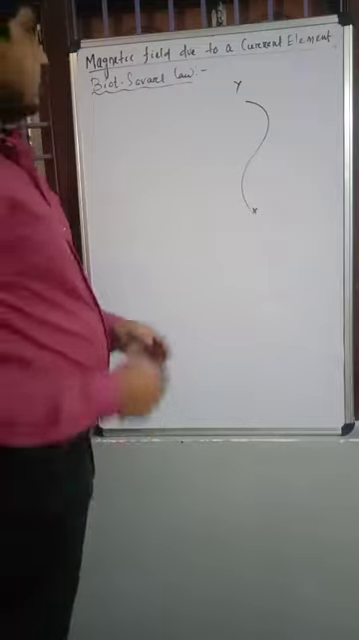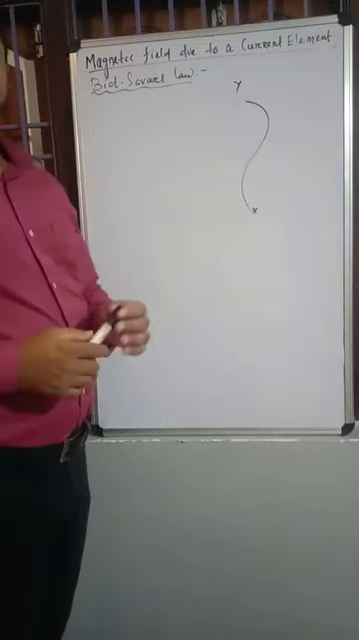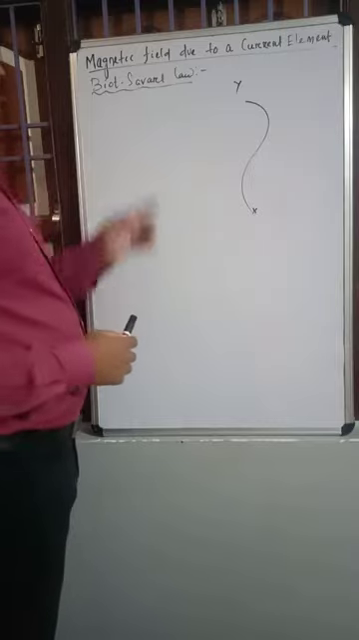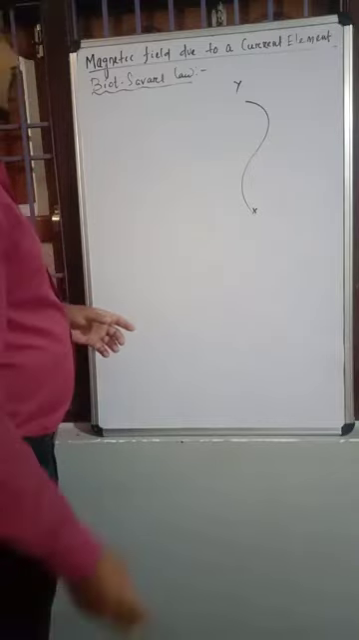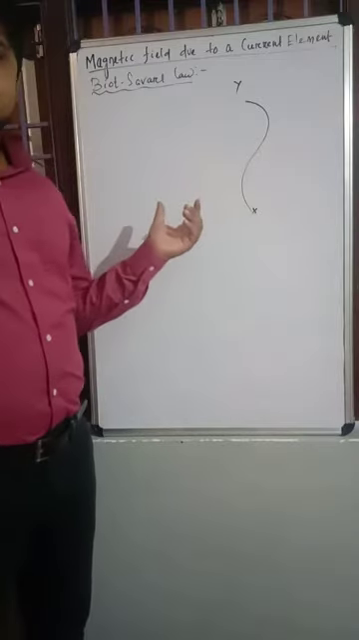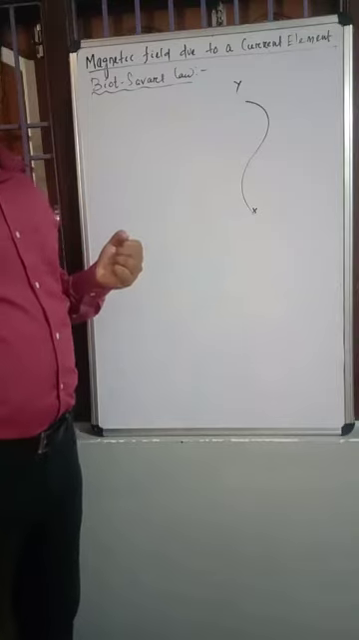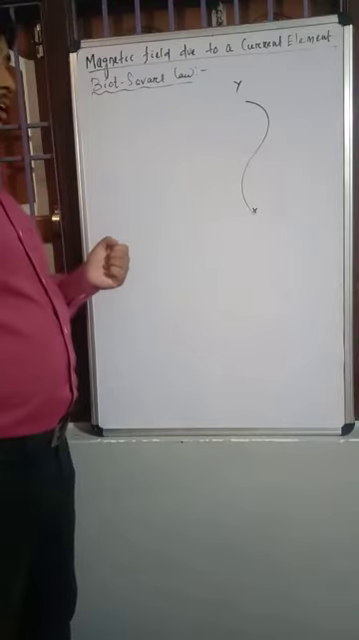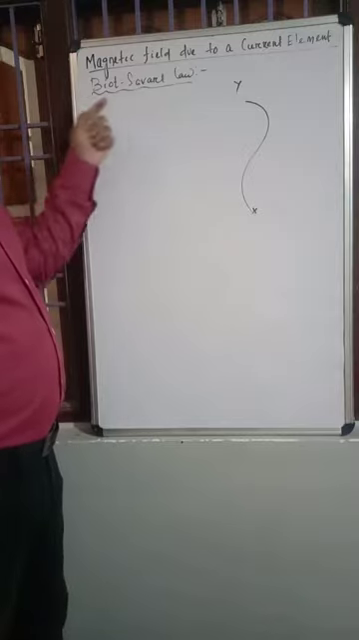Good morning, students. So today we will be discussing the magnetic field due to a current element, or the Biot-Savart law. We know that whenever a current carrying conductor is present, that conductor will produce a magnetic field around it. Then what will be the value of that magnetic field? That can be calculated by using the Biot-Savart law.